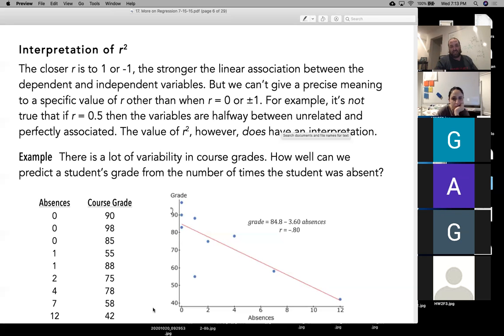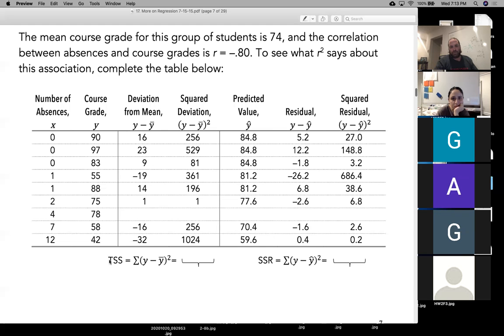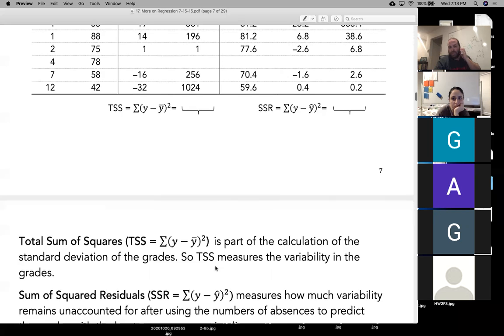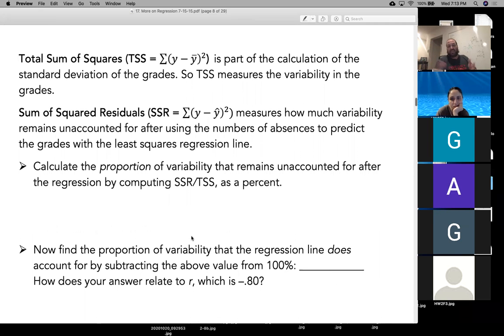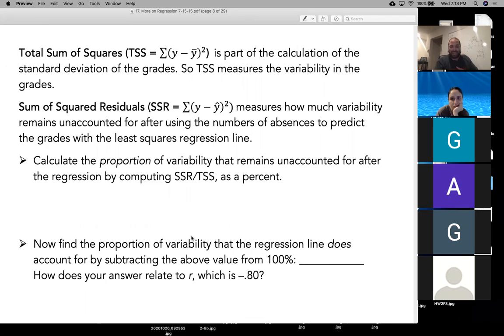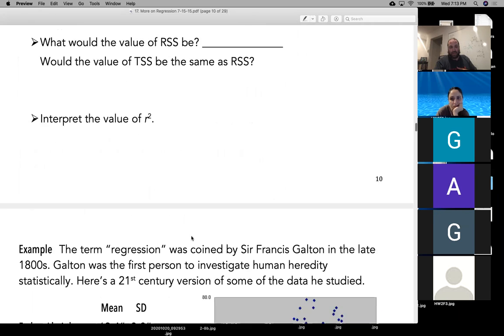And we actually did a little math with that. We computed the TSS, the total sum of squares, and the SSR, the sum of the squared residuals, and we calculated their ratio, which was the percent that comes from the everything else. We saw that 1 minus that gave us the R squared value. So we have this connection between them. That's all we did last time.